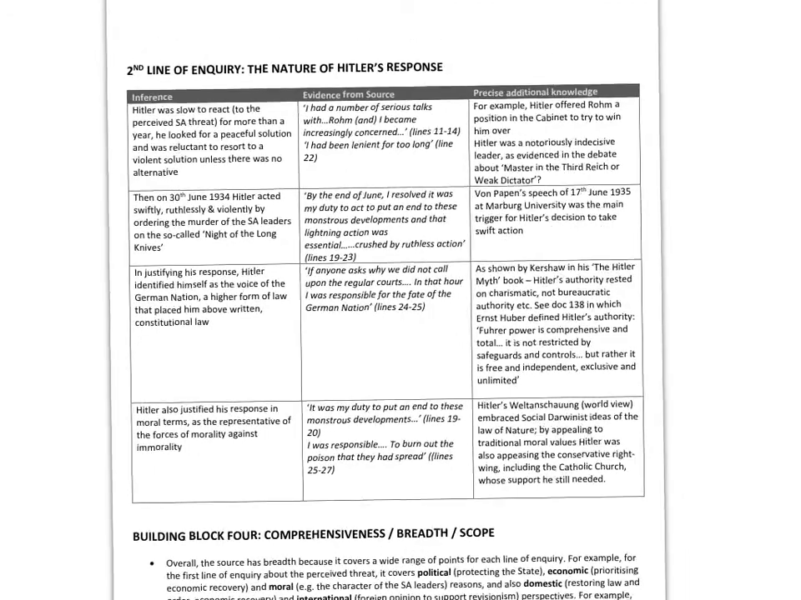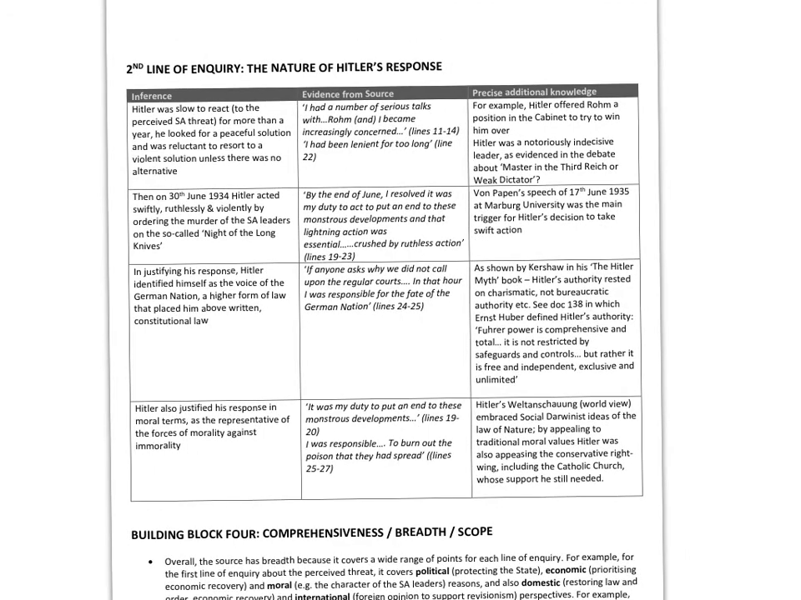Then, moving down, I'll change to a different colour. The second line of inquiry is exactly the same. Remember, when we looked at the source a few minutes ago, I used a different colour for that, so I'll switch to red for this. The second line of inquiry is, what can you learn from the source about the nature of Hitler's response? Remember, we identified that, first of all, he was slow to react. He spent a lot of time talking. There is the evidence that relates to the inference, and there's the precise additional knowledge that you could apply to expand on the evidence to make the inference.